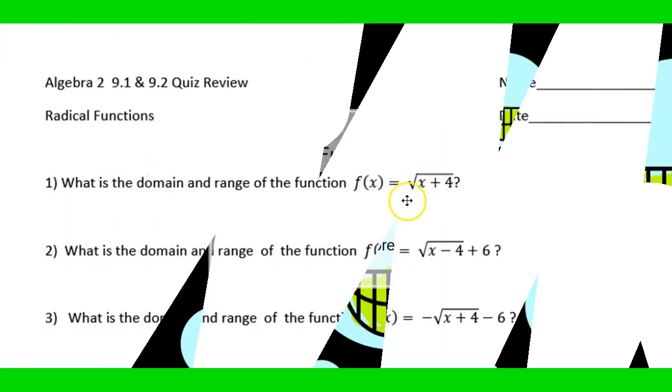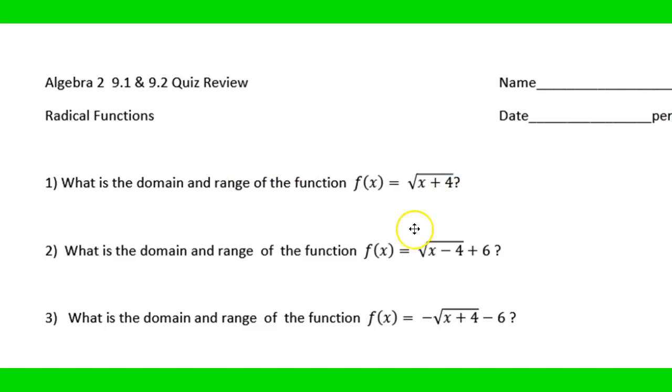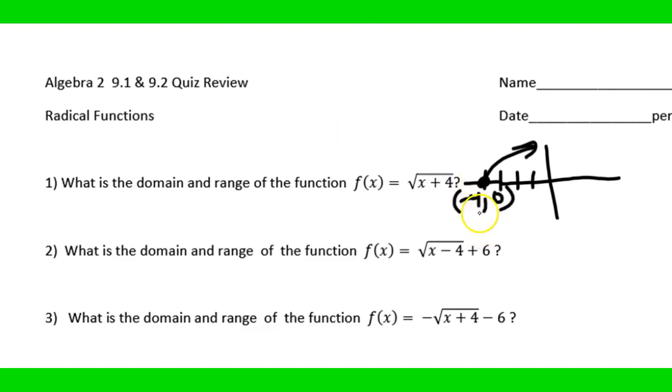On this first one right here, it says, what is the domain and range of this function? Well, real quick, I'm going to do a quick sketch of what this would look like. It would look like this. Plus 4, so left 4. You can just graph it and you'll see the same thing that I'm talking about. This point right here is -4, 0. So when we talk about the domain, we're talking about x values.